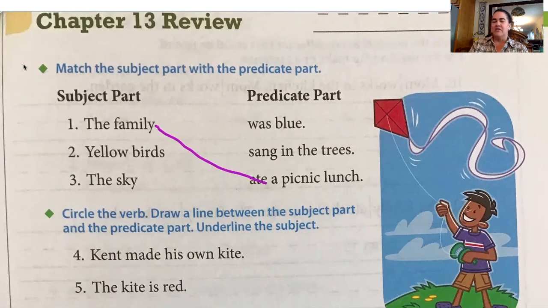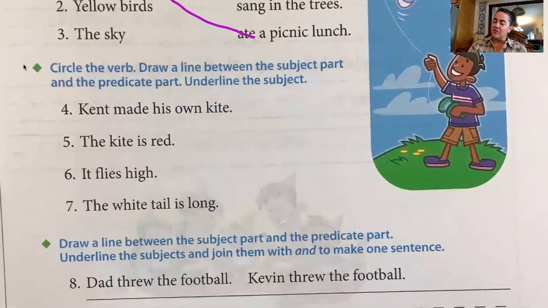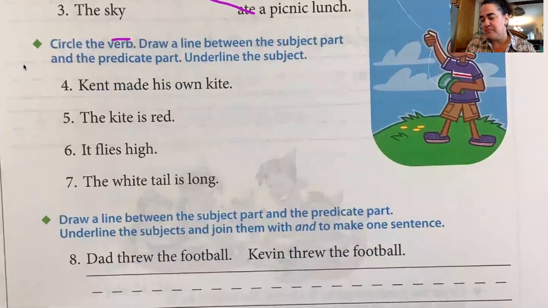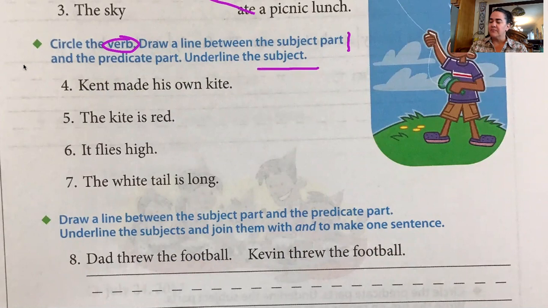All right, second graders, you see how we do that? And you're pretty good at matching those up. So I'm going to go ahead and move on to the next section. We have to circle the verb. Everyone circle the word verb. Draw a line between the subject part and the predicate part. Draw your line after subject part. And then underline the subject. Everybody underline subject. Now, we'll do number 4 together.